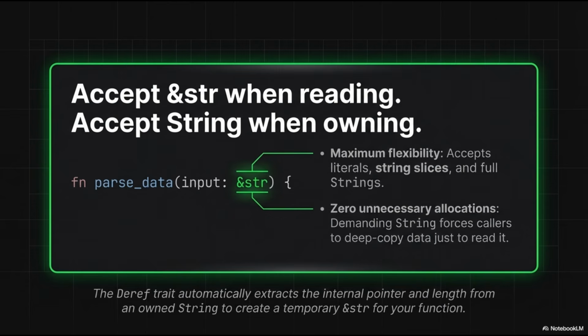Exactly. Maximum flexibility. But if I force my API to accept a String, I'm demanding ownership. I am forcing the caller to potentially allocate fresh heap memory and deep copy their data just to call my read-only function. Which is a massive performance failure. Right. So defaulting to &str when reading makes your APIs universally flexible and completely eliminates unnecessary heap allocations. You've got it perfectly.